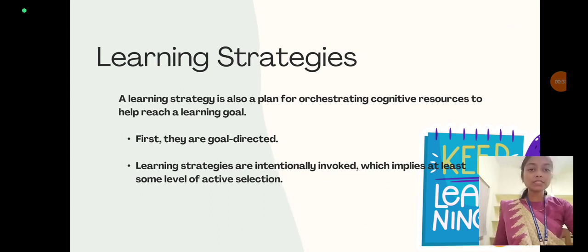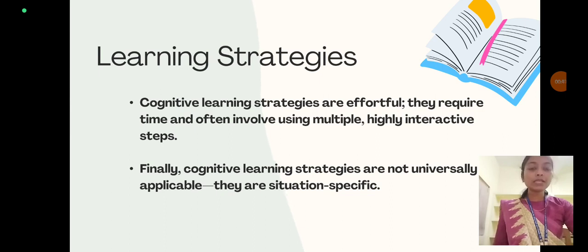So there are some learning strategies. First, it should be goal directed. Learning strategies are intentionally invoked, which implies at least some level of active selection. So cognitive learning strategies are effortful. They require time and often involve using multiple highly interactive steps. Finally, cognitive learning strategies are not universally applicable.